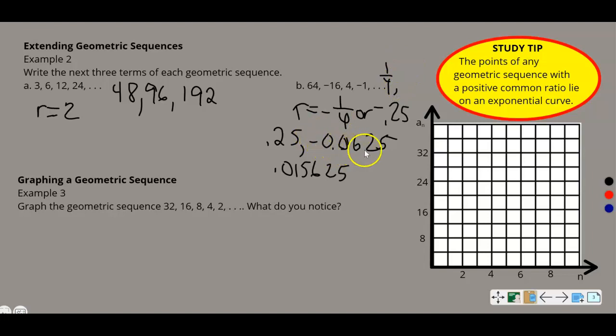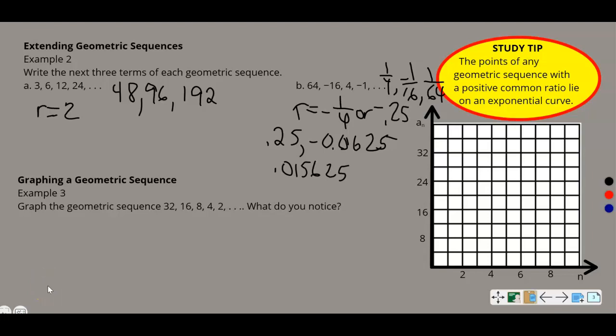Negative 0.0625 would be negative 1/16. And this 0.015625 would be 1/64. So either way would represent your next three terms of a geometric sequence.